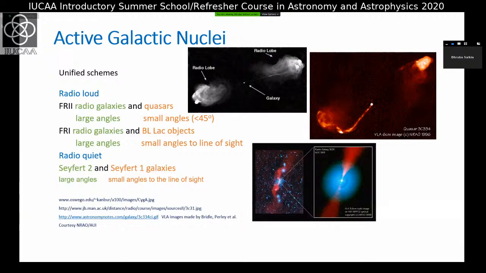Okay. Next question. The YouTube question is by Madhusudan Purohit. He's asking why jets have knots and why it is not continuous? And what is the distribution of the velocities of the particles in the jet and its significance? Actually, there are multiple motions over here.